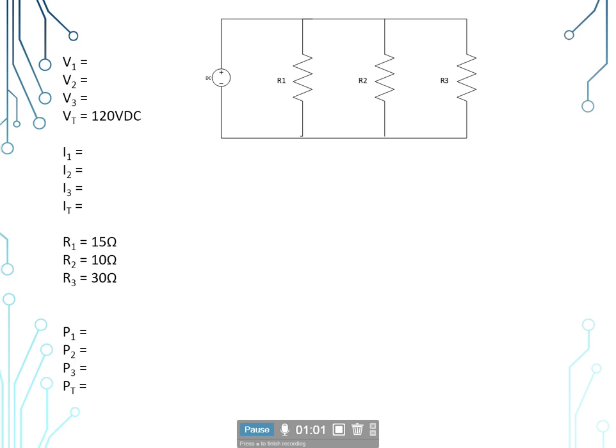The values that have been given to us for this circuit will be a total voltage of 120 volts DC, and our individual load resistances, our branch resistances in this case: R sub 1 is 15 ohms, R sub 2 is 10 ohms, R sub 3 is 30 ohms.